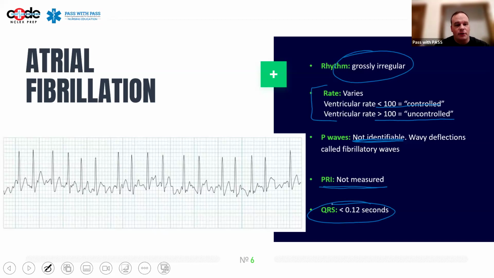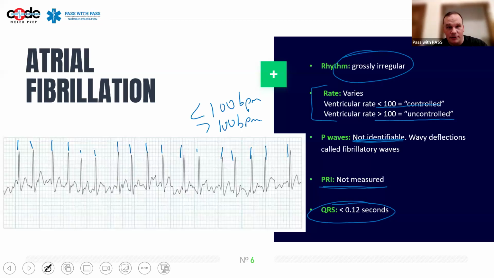Okay. So it's going to be an irregular rhythm, an irregularly irregular rhythm. My R to R's will not be equal with one another in the slightest. Okay. So it's irregularly irregular. There's no rhyme or reason to it. I can't even predict its irregularity. It can be fast or it can be slow. So it can be less than 100 beats per minute, or it can be greater than 100 beats per minute.